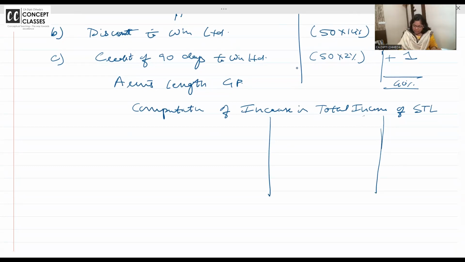Now, what is the cost? This is called as cost plus method. Cost of service to Win Limited. This what I am reading now is given in the second para. Don't copy from screen, dear students. Second para में जाके देखो. Winco, cost incurred by STL for executing Win Limited amounted to 18 lakhs.